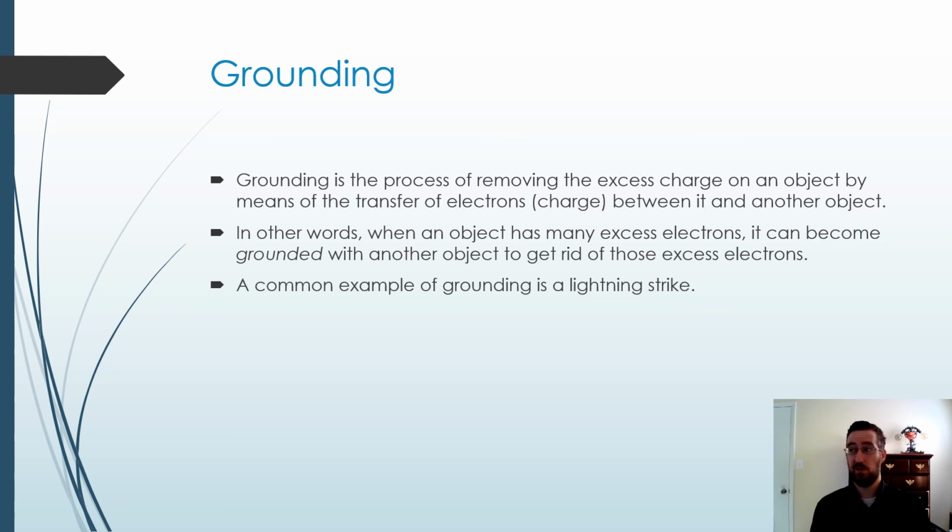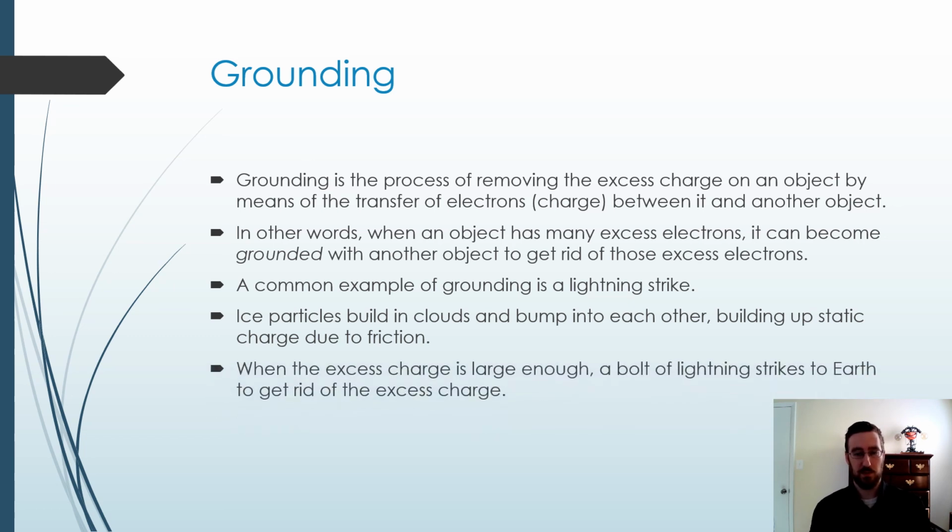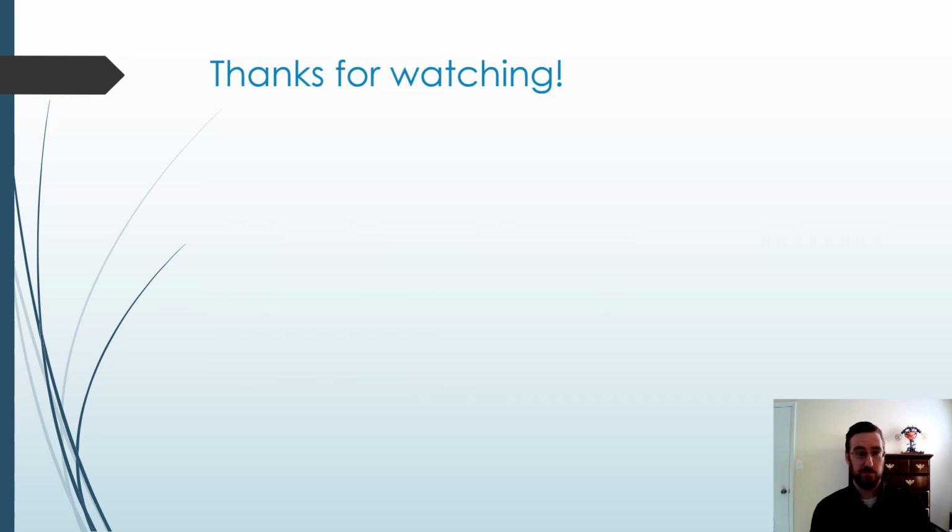Grounding is basically what happens with lightning. There's a large amount of charge up in a cloud, and then it's dispersed down to the ground. It becomes grounded. Ice particles build in clouds and bump into each other, which builds up static charge due to friction, which is where lightning ends up coming from. And when the excess charge is large enough, the bolt of lightning strikes down to the earth. It gets rid of that excess charge and becomes grounded. That's it for this video.